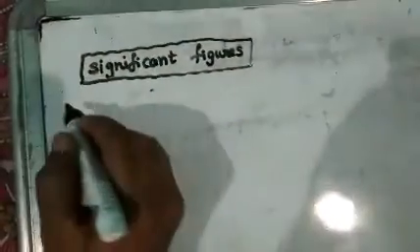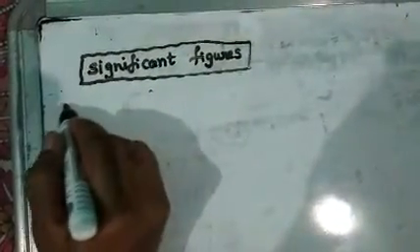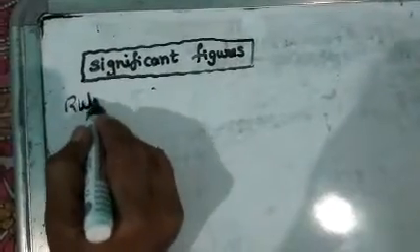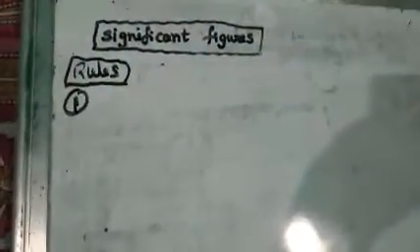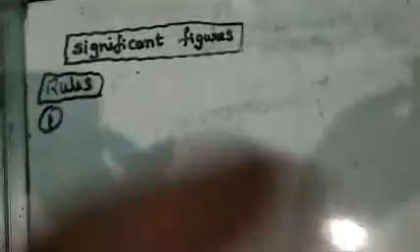So now here we have some rules. How to find the significant figures? What are the rules to find the significant figures? These conditions everyone has to understand. Here everyone can see. I will explain the rule, and I will explain examples also.